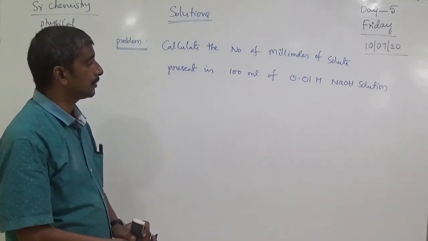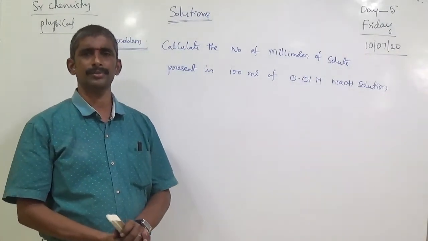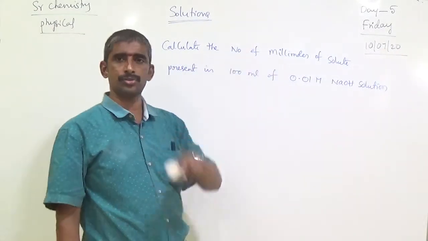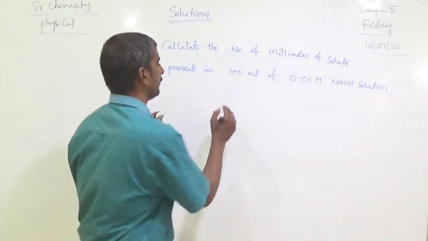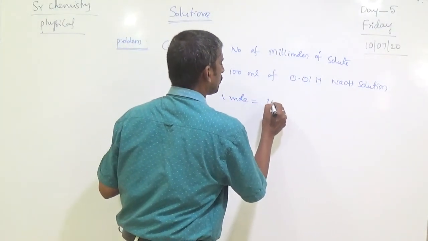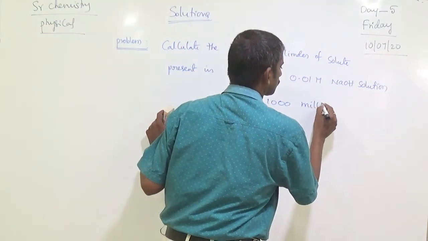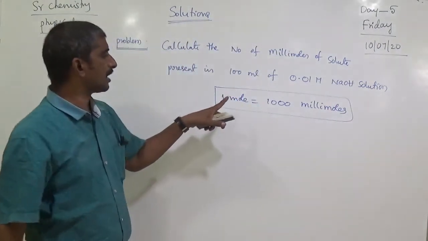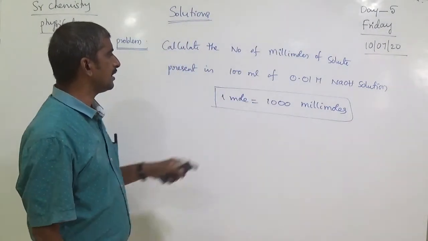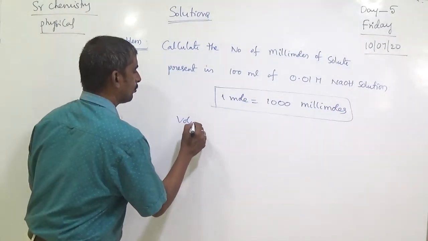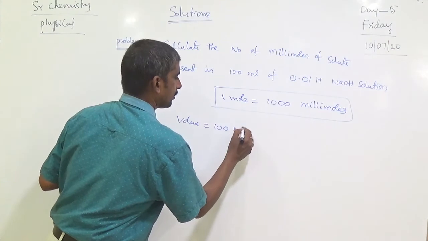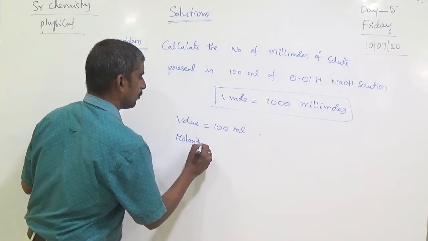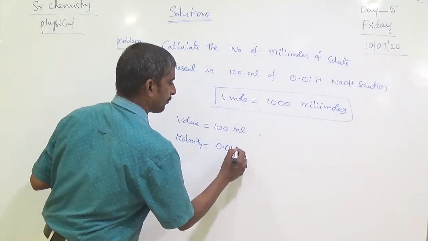Here, in this case, molecular weight is not needed. Generally, millimoles and moles are different: 1 mole equals 1000 millimoles. First we calculate moles, after that convert into millimoles. Here volume is given: 100 ml. Next, molarity is given: 0.01 M.